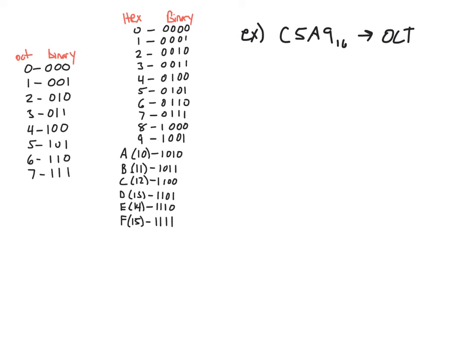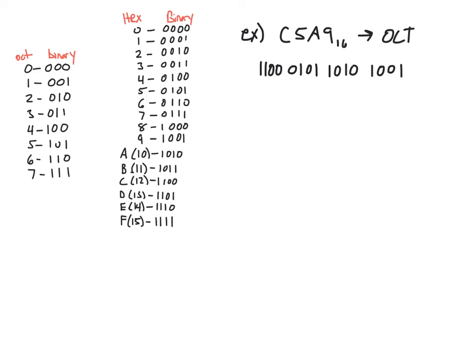All right, so for example, I have this number C5A9 written in hexadecimal. I would like to write that in octal. And so to do that, I'm going to go through binary. So I'm going to go ahead and translate it. Looking at my codex here, C, which is 12, is 1100. 5 is 0101. A, which is 10, is 1010, and then 9 is 1001. So that I have now written in binary.